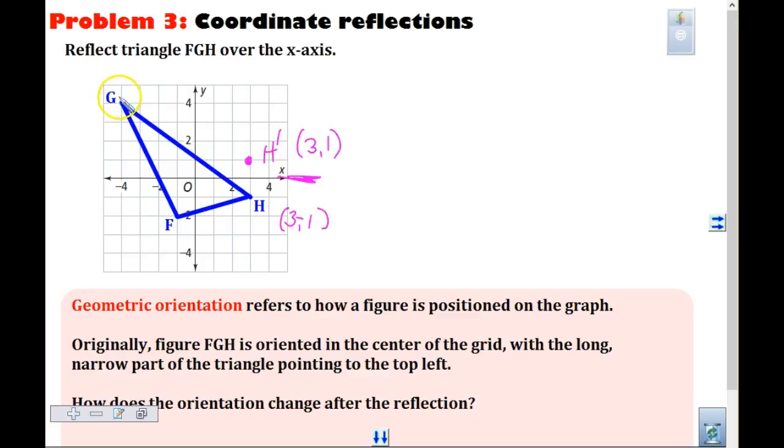Do the G. G was up how far from the x-axis? Up 4. Now you need to go down 4. I mean, that's as easy as reflecting over the x and y axis, right? Do the F also. And then like I did next to H, at least next to G, list your ordered pairs. Because then we're going to try and answer those questions. Look at that part on the bottom. Okay? F was up 2 and it's down 2, right?